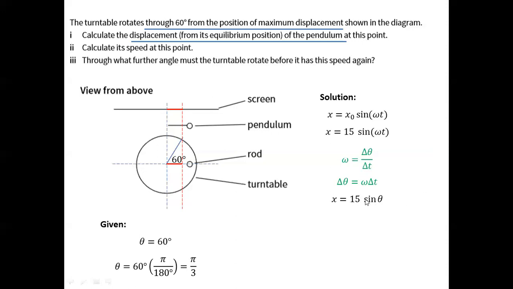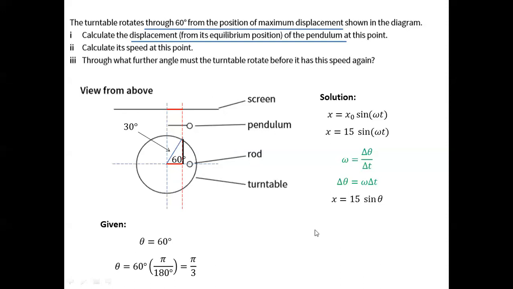Now, look at this part, sine theta. If we get the sine of 60 degrees, we are actually getting this side. But we are supposed to solve for this side. Since we're using sine and we need to get this, the angle that we should consider is not the angle measured from the maximum displacement, but actually the angle measured from the equilibrium position. And that will be 30 degrees.